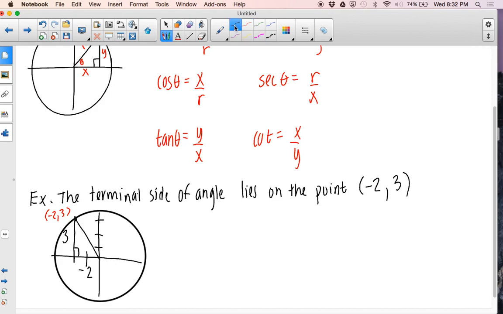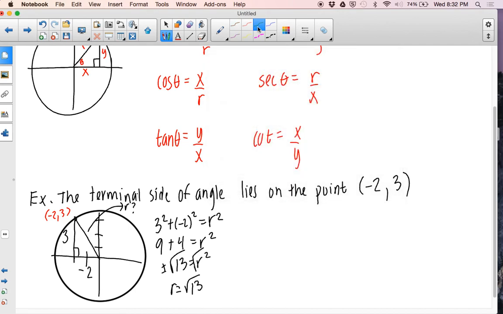By definition, we have up here at the top all of the ways that you find your sine, cosine, tangent, etc. But I need to know what this radius measures, so I'm going to use the Pythagorean theorem. 3 squared plus -2 squared equals the radius squared. So 9 plus 4 equals r squared, 13 equals r squared. Take the square root, add your plus or minus, but you only want the positive one, so the radius is square root 13.